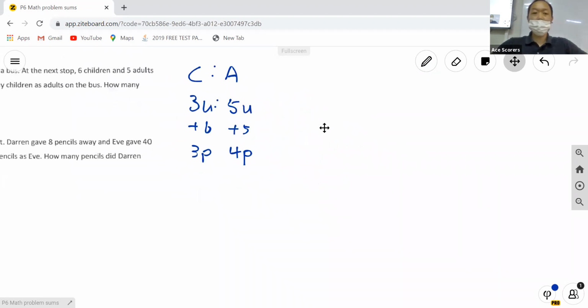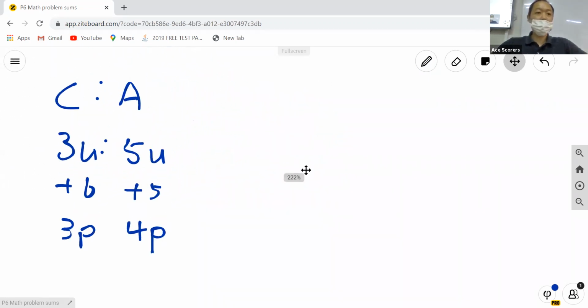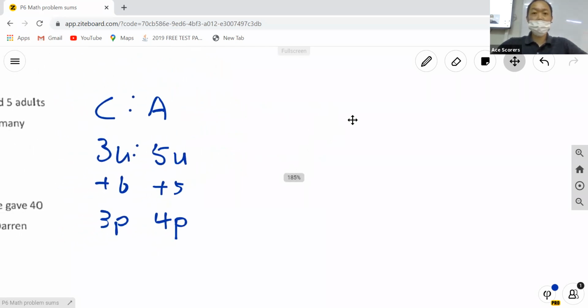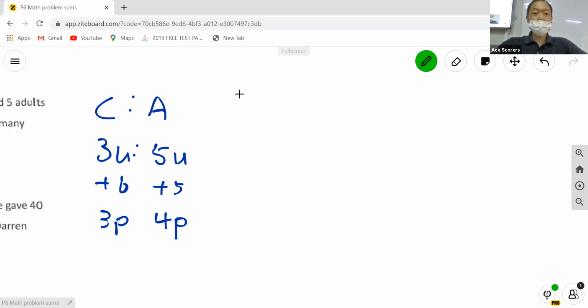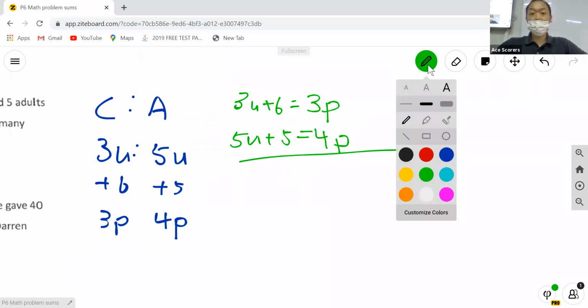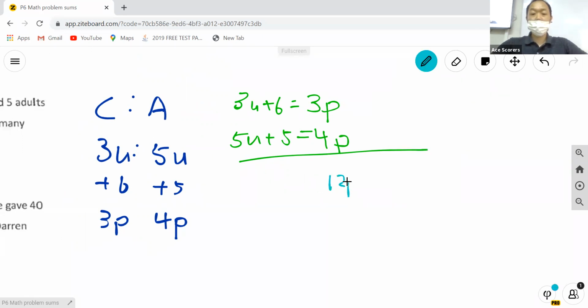So once I have this table, you can see that I don't need the story anymore. I can just jump straight to this thing and continue. So I know that 3u plus 6 equals 3 parts, and after that 5u plus 5 equals 4 parts, and I can find the common multiple, right? So the common multiple, of course, is 12 parts.